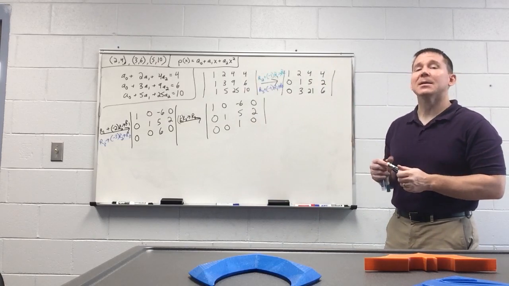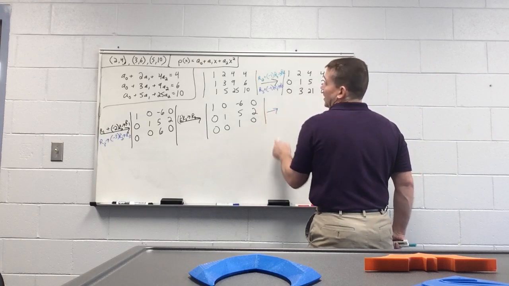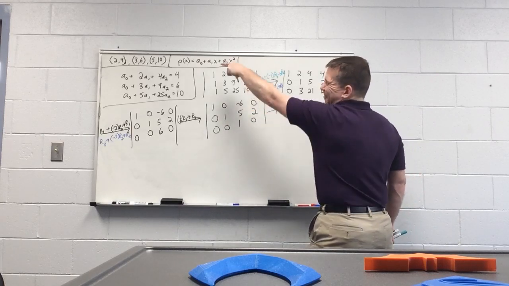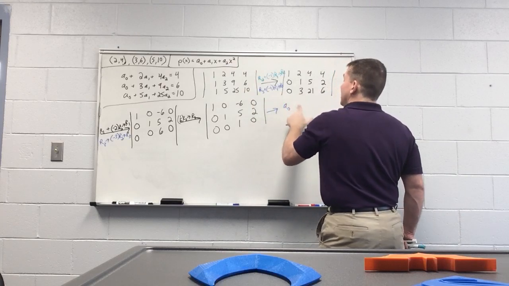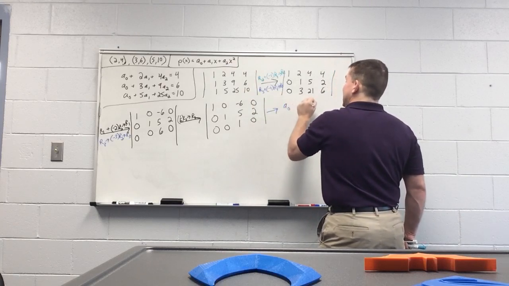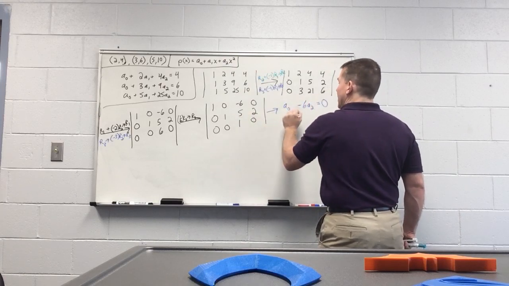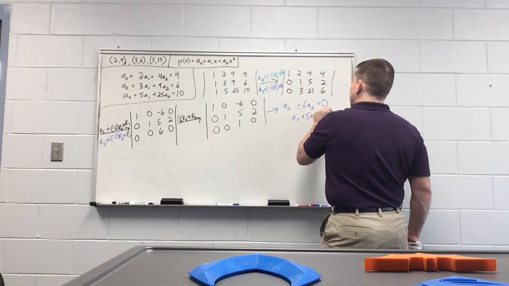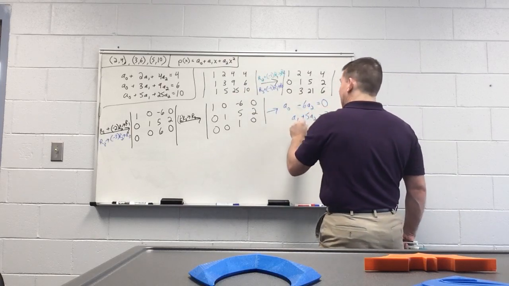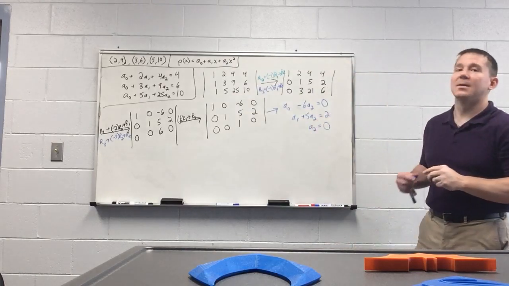And now what does that mean? Well, if I write it out, I wrote this as a sub 0 first. So a sub 0 minus 6 a sub 2 is equal to 0. A sub 1 plus 5 a sub 2 equals 2. And a sub 2 is equal to 0.